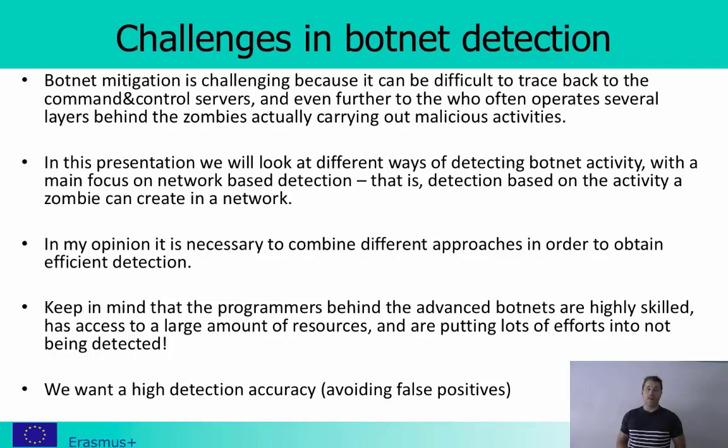Another challenge we have is that we want to avoid false positives, so we really need a high detection accuracy. Because if we detect, let's say, 1,000 machines as infected, but only one of them is in reality, then our system is basically useless. So we have to be able to say very precisely which machines are infected, and not only which are potentially infected. Let's go to the overview of the detection approaches.